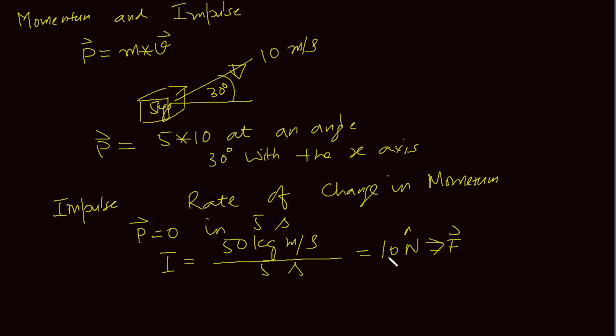So if an object is traveling with a certain momentum, and you want to minimize the force of impact when you bring it to a stop, you can put in a delay. So if this was, say, 10 seconds, impulse would be 5 Newton, half of that.